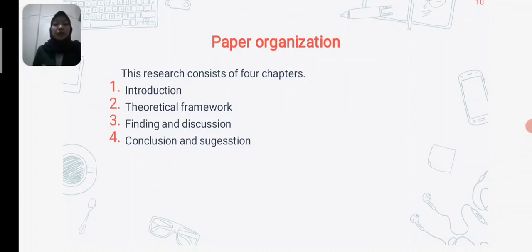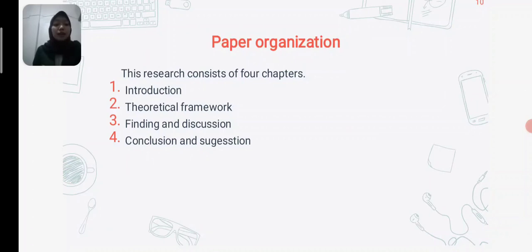Next is paper organization. This research consists of 4 chapters. First is introduction, second is theoretical framework, third is finding and discussion, the last is conclusion and suggestion. Introduction consists of background of study that tells about the researchers choose this novel as an object and why these researchers choose this object. This chapter also includes the explanation about the problem statement, the object of study, significance of study, literature review, the method of study, and the last is paper organization.